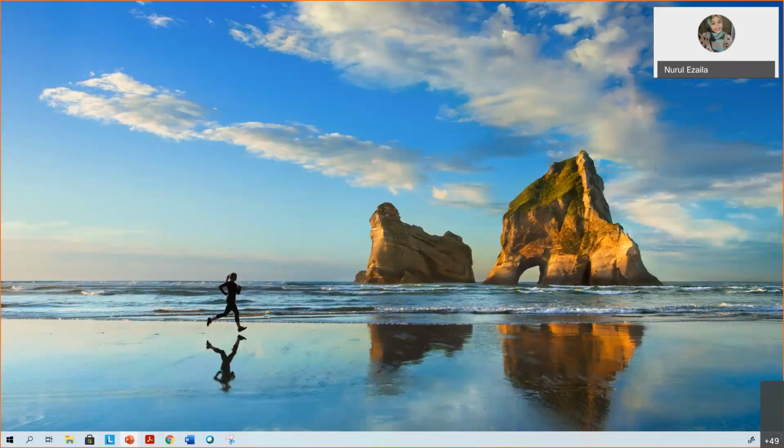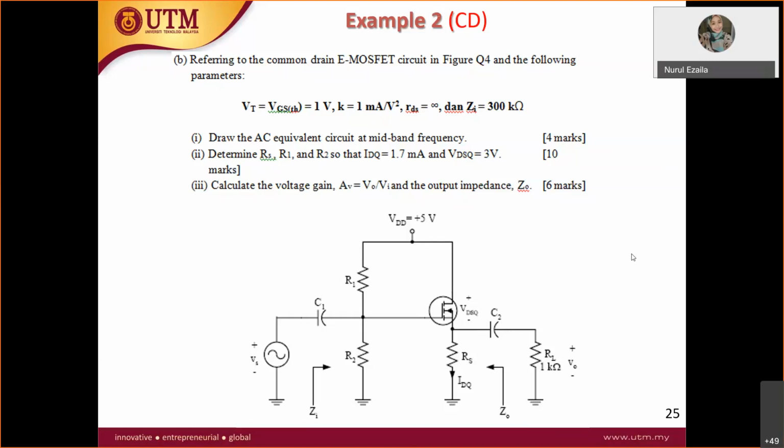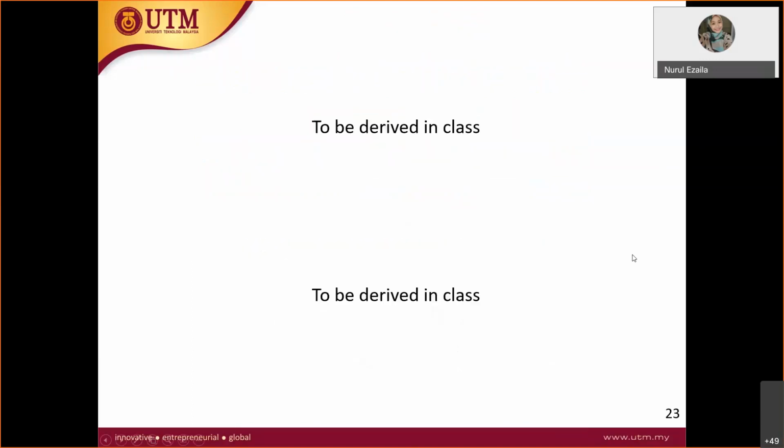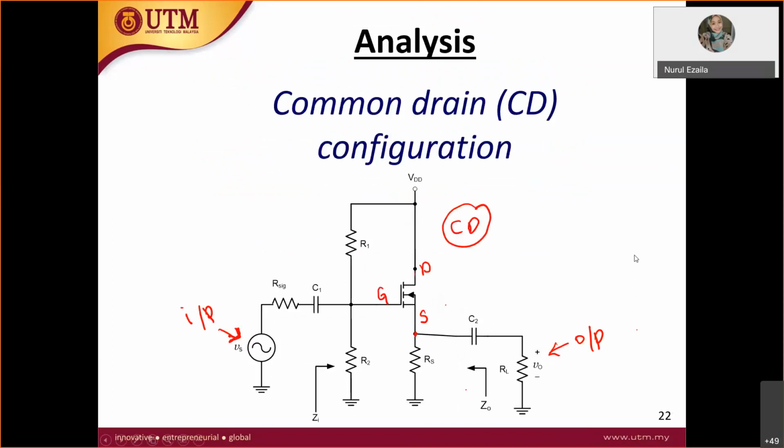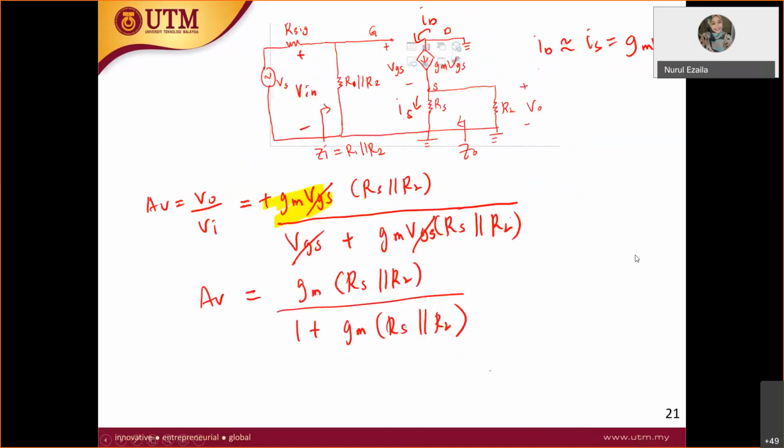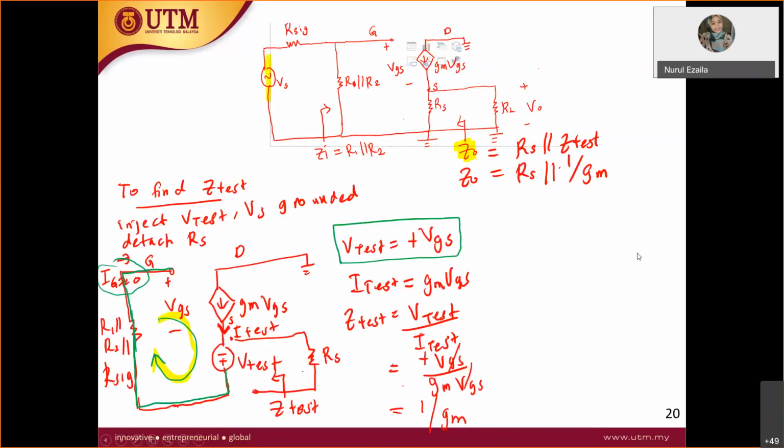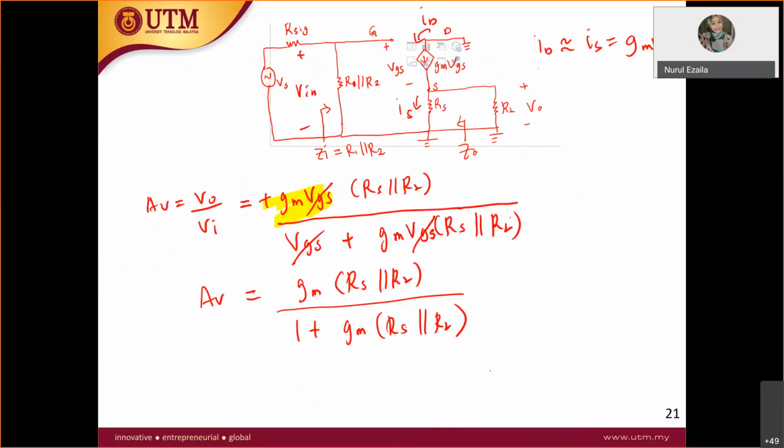Oh, okay. So how about V in? Why parallel RS and RL, we add together like it's in series? Benzen asks, how about V in? Why parallel RS and RL, we add together like in series? Let me read the question again. How about this V in?